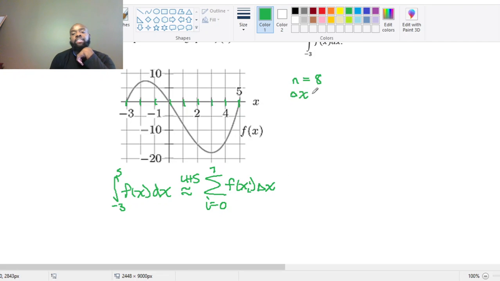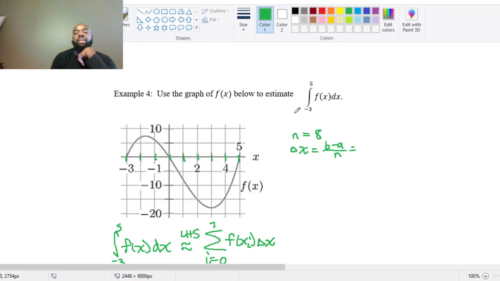My delta x here is b minus a over n. It's basically the numbers that I was counting by, which was 1. But if you want to use your a and b, my b is 5, my a is -3, and my n was 8. So my delta x is 1.